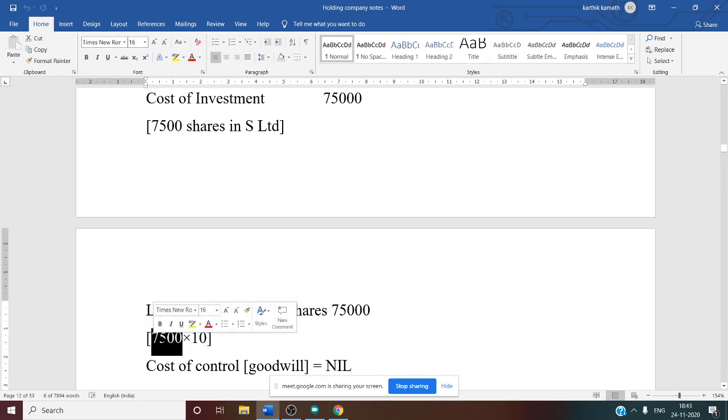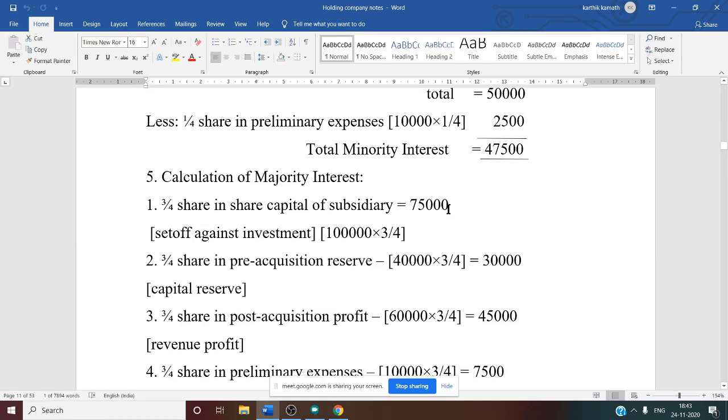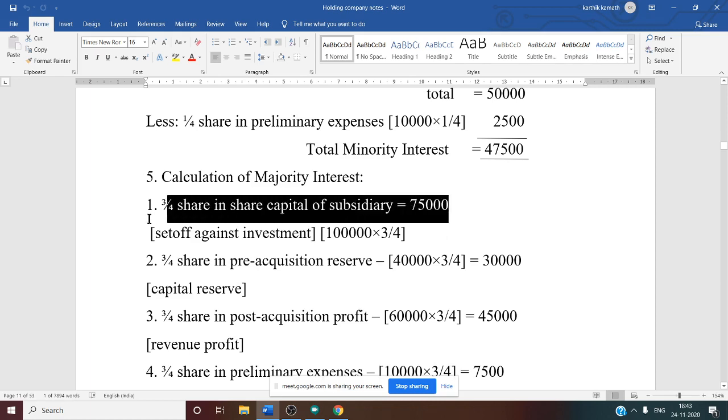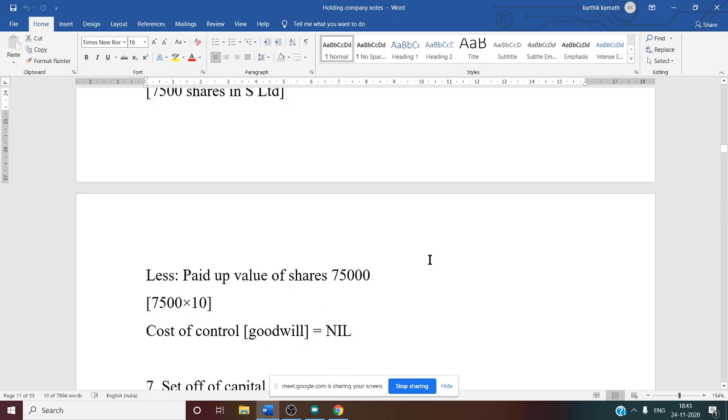So 7,500 into paid up value, if you do, you will get the paid up value of the shares. Or else what you can do is just see the majority interest working note. Under that first point, whatever you have written, 75,000, same thing will become the paid up value. From the majority interest working note, you can write 75,000 as the paid up value of the share.